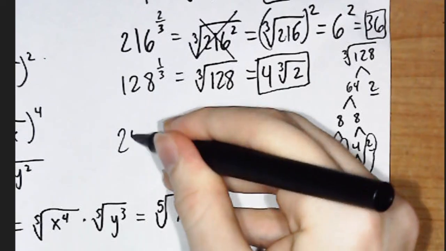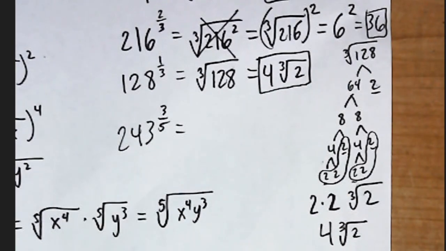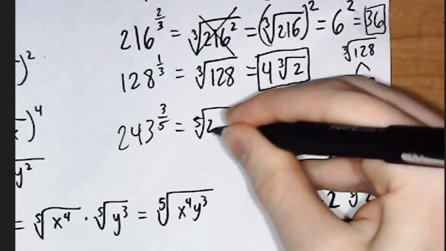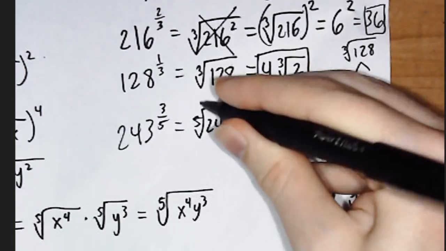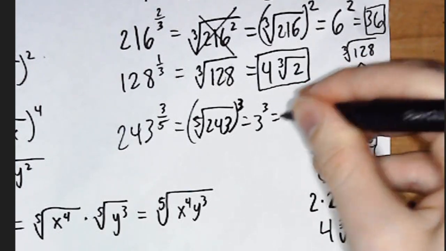All right, 243 to the 3/5. I want you to take a moment to solve that on your own. Okay. So, we can write this as the 5th root of 243, all of it cubed, which gives us 3 cubed, which gives us 27.